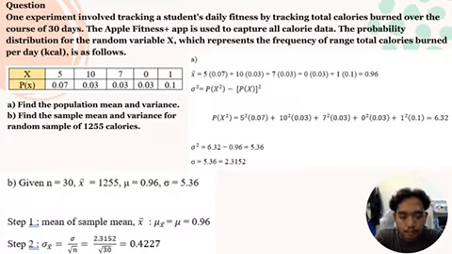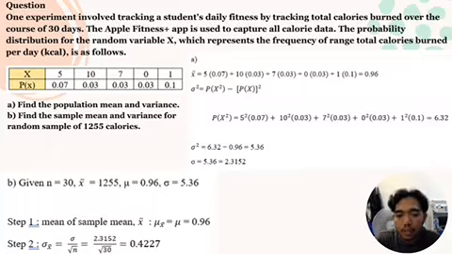And the 5.36, okay, so the value we have to square root, and we get 2.3152. Okay, for question B, we must find the sample mean and variance for a random sample of 1255 calories.